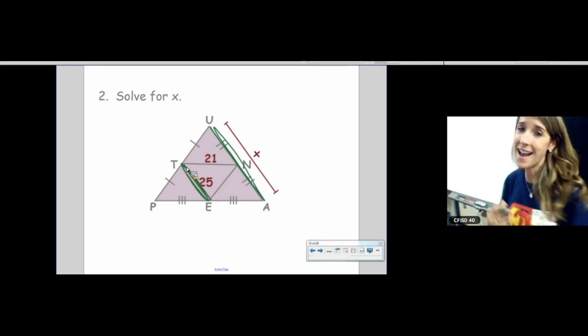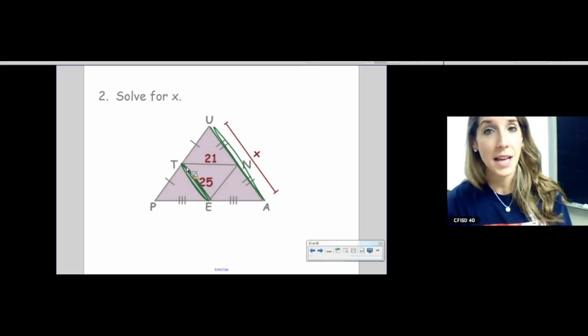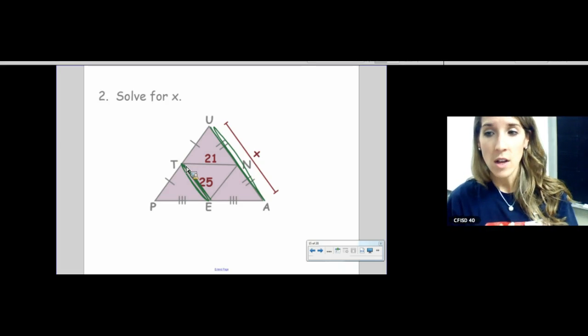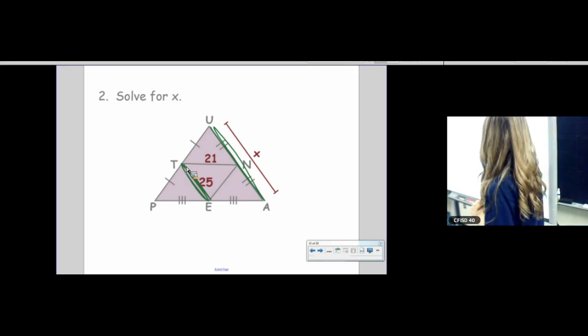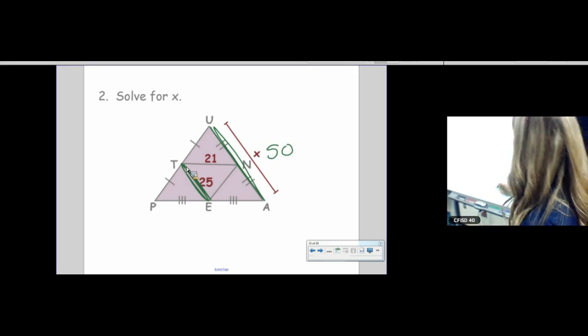So to find X, we're not going to use 21. Don't use that side. That's not the side that's parallel. You can only use the side parallel to the side you're trying to find its length. So we're going to take 25, and we're going to double it. So the answer was 50. X is 50.